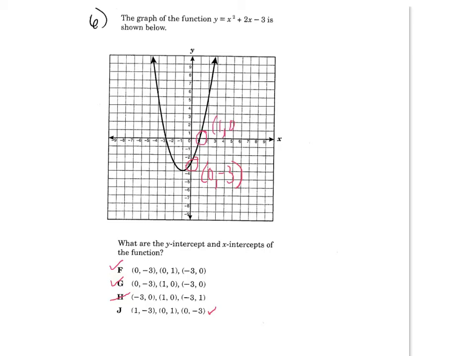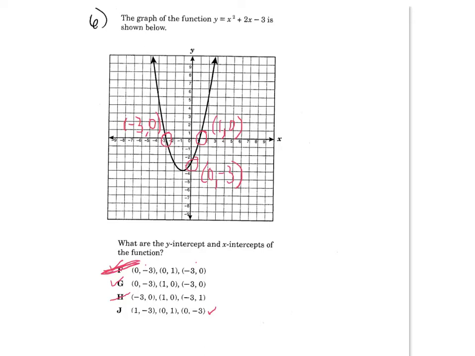And then on the other side, I have an x-intercept right here, which would be at (-3, 0). So let's see which answer choice has those as the answer. I see (0, -3) here. I also see a (-3, 0), but (0, 1) does not work, so F is not an answer choice.